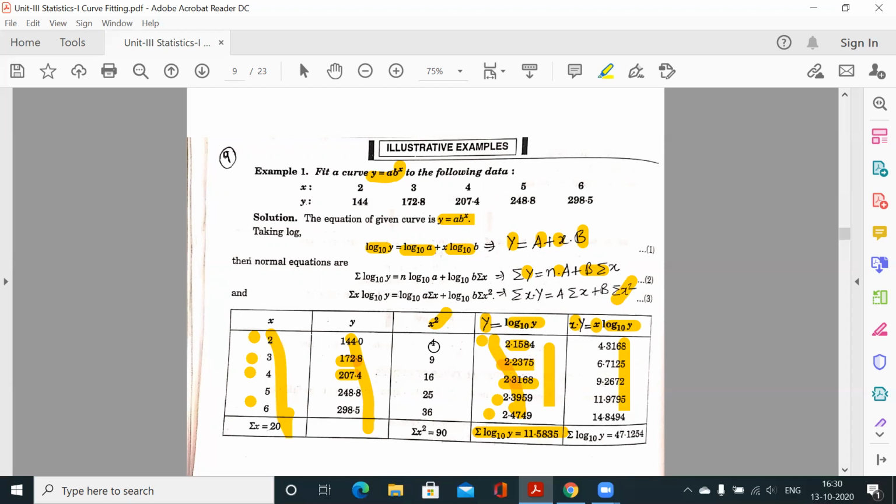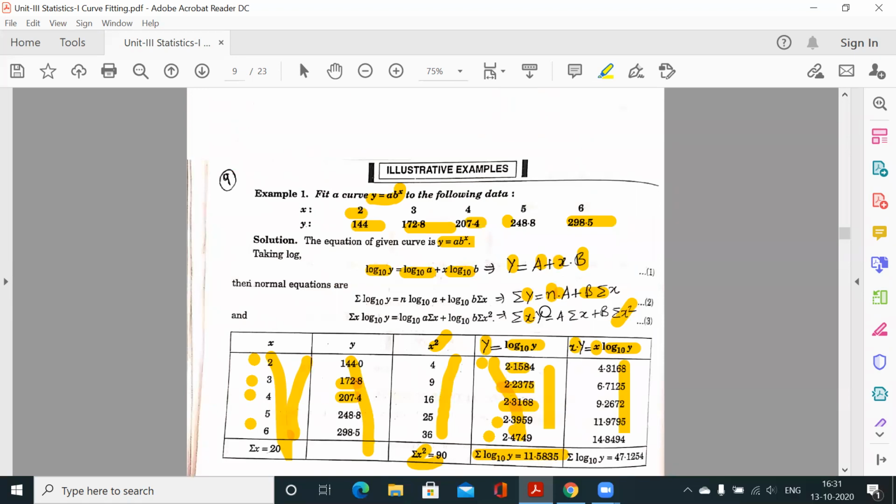So 2 square, 3 square, 4 square, 5 square, 6 square. These values are x. So squaring these values, we will get this. So this is summation x square. So now apply these summations here. This is summation x dot y. N is what? Number of data points. So 1, 2, 3, 4, 5. 5 values are there. So n is 5.